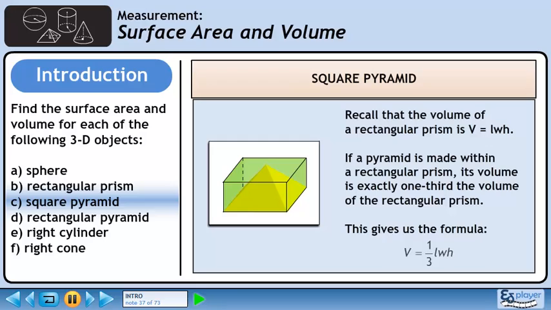Recall that the volume of a rectangular prism is V equals length times width times height. If a pyramid is made within a rectangular prism, its volume is exactly 1/3 the volume of the rectangular prism. This gives us the formula V equals 1 over 3 length times width times height.